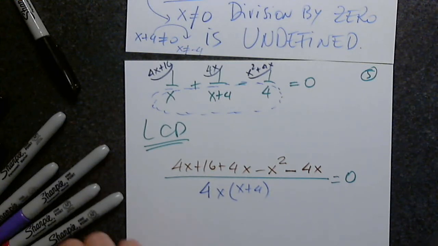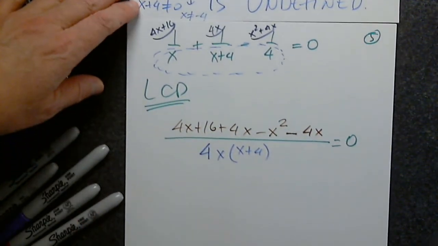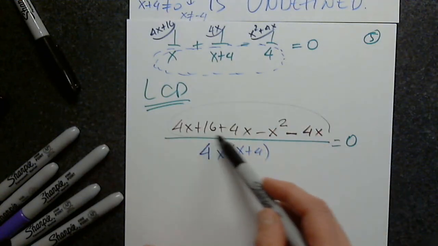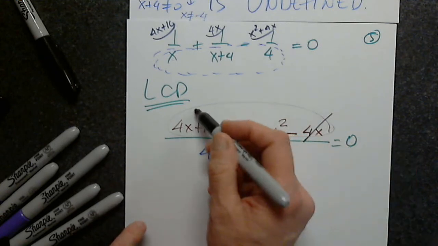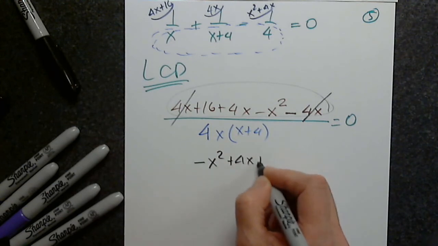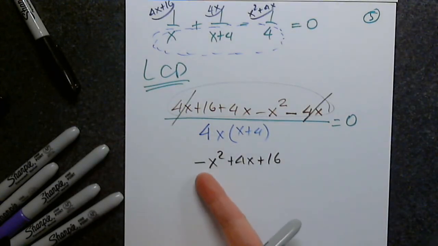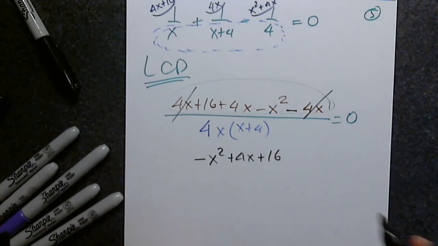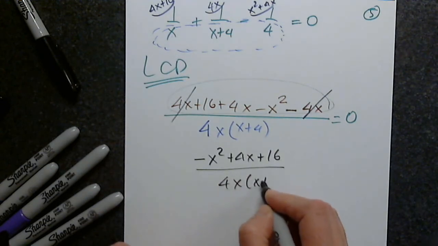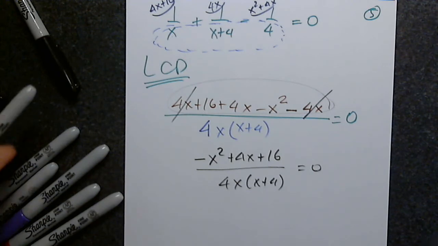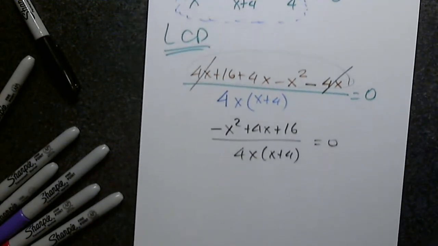What follows next is, can anyone tell us or guide us through the next step? What do we need to do next? We must combine like terms. Happily, these two go away. In descending order, -x squared plus 4x plus 16. And I just now realized that I didn't show you an example of the negative leading coefficient. This is going to be our example, over 4x times x plus 4. Is this clear so far? Yes?